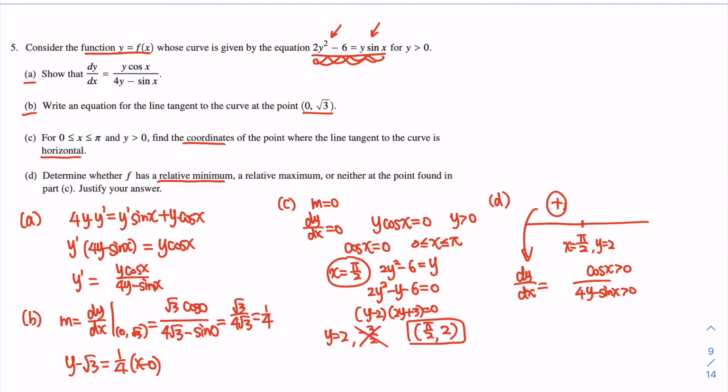On the right, for dy over dx, cosine of x will be negative, and the denominator will always be positive. So negative over positive gives us negative. So the derivative changes from positive to negative. So at x equals pi over 2, it's a max. Relative max.